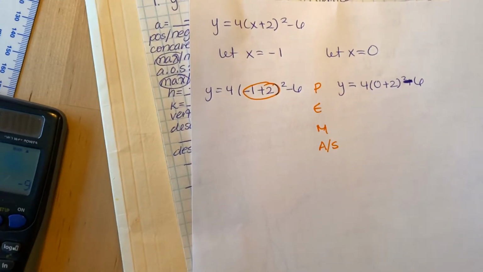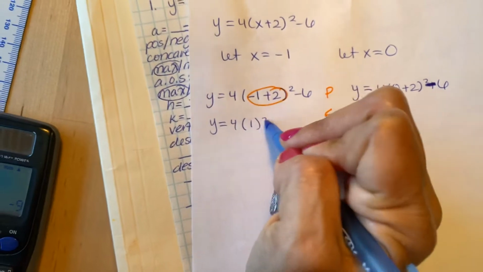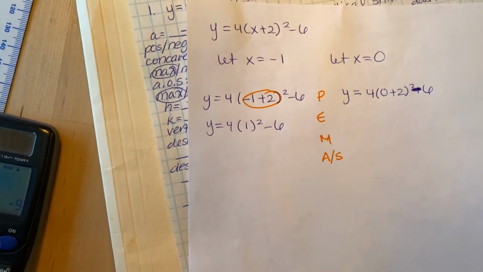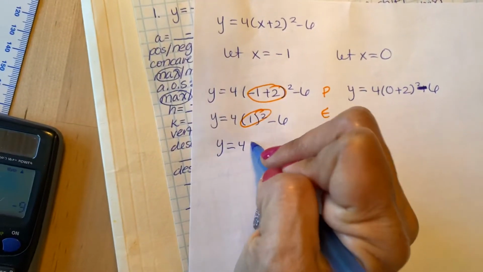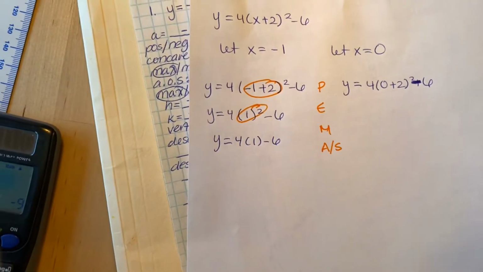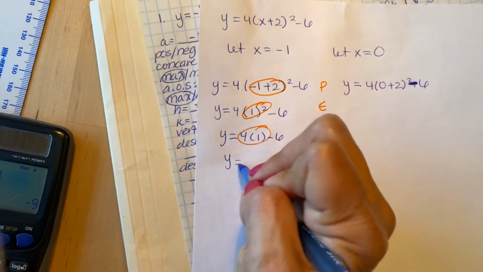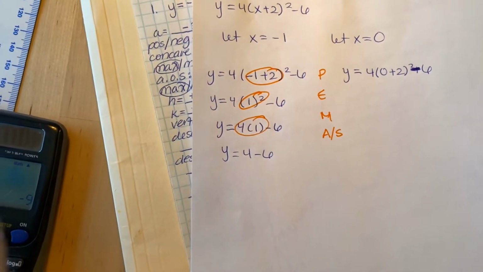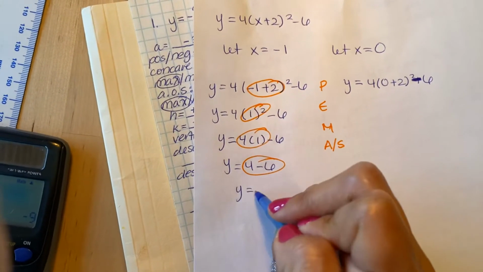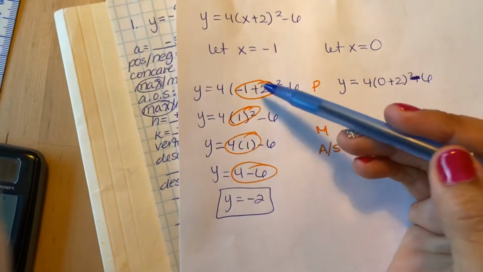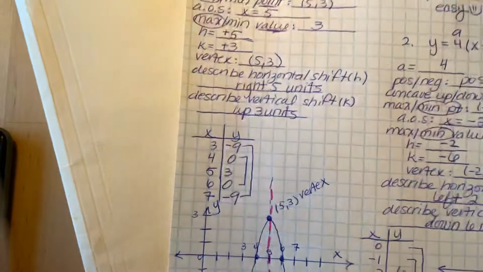We're first going to take our parentheses, and I get 1. Next, exponents. Next, multiply your A value, right? And at the very end, come in with your adding, subtracting, and I get -2. So input -1, output -2.